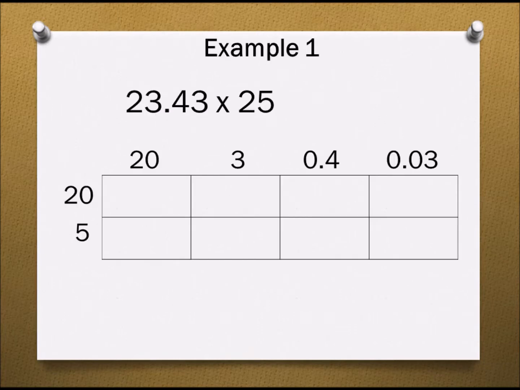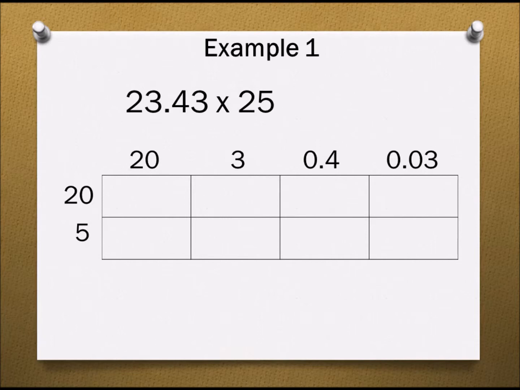Let's try example 1. So example 1 is 23.43 times 25. So for 23, I separated it as 20 and 3. The 4 is in the tenths place, so we have a 0.4. The 3 is in the hundredths place, so we have a 0.03. For 25, we separated it as 20 and 5. So let's go ahead and do the first row.